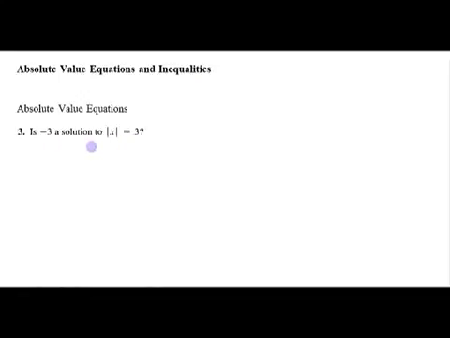Now, is -3 a solution to that absolute value equation? Remember that if we plug that number in for x and we have a true statement after we simplify, then it is a solution. So let's go ahead and check. I'll put -3 in place of x in the original equation, and the absolute value of -3 is 3, which does equal the right side 3. So yes, -3 is a solution to the absolute value of x equals 3.